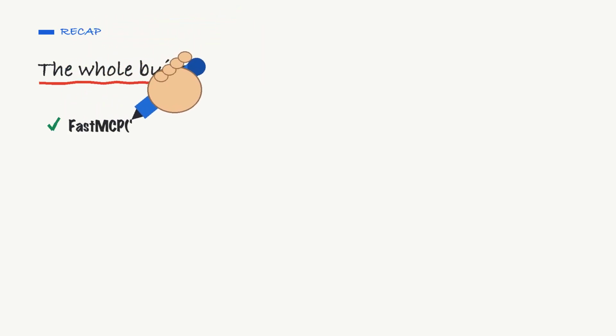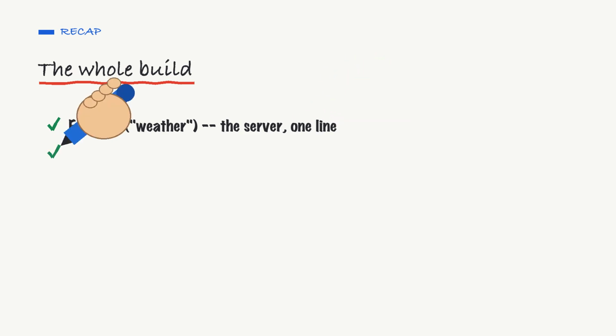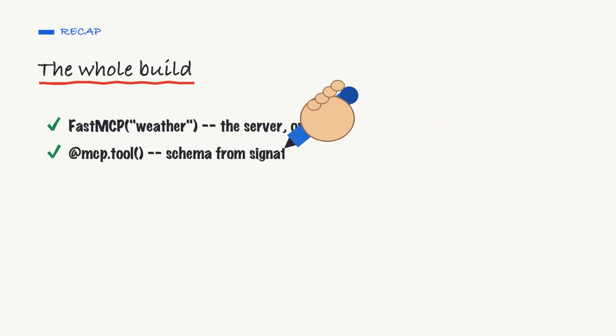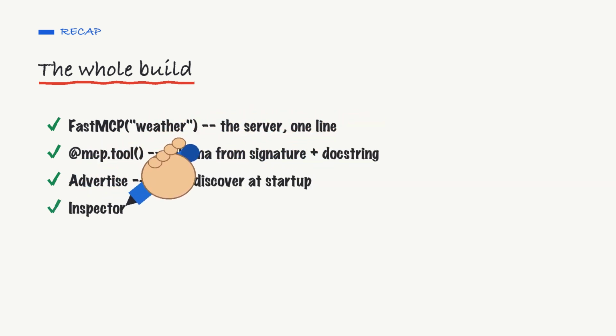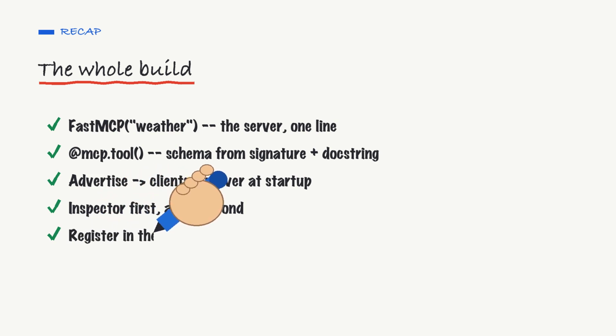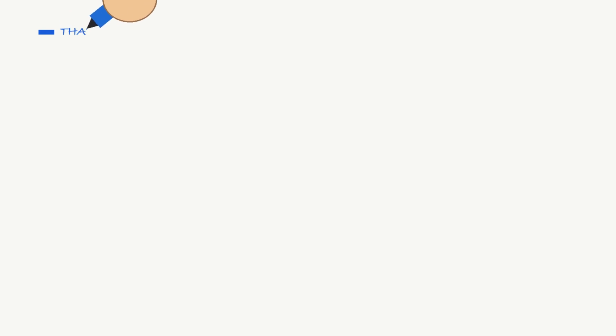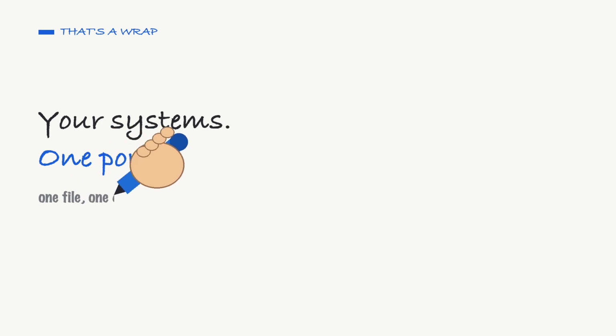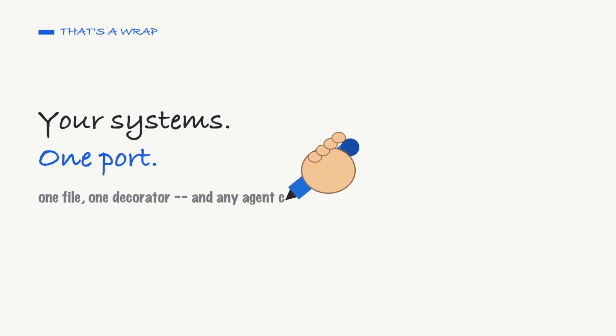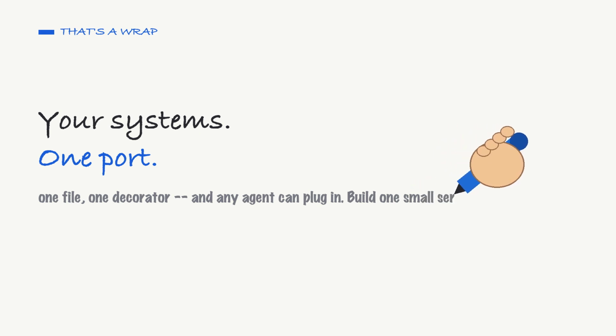Let's recap the whole build. Create a server with FastMCP, 1 line. Decorate plain Python functions with mcp.tool, and the schema generates itself from the signature and the docstring. The server advertises its tools, and clients discover them at startup. Test standalone with the MCP Inspector. Then register it in your host's config, and your agent has new hands. That's building your own MCP server. 1 file, 1 decorator, and a standard port that any agent can use. Pick one system you care about and build the smallest possible server for it this week.